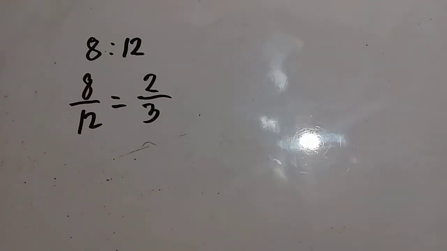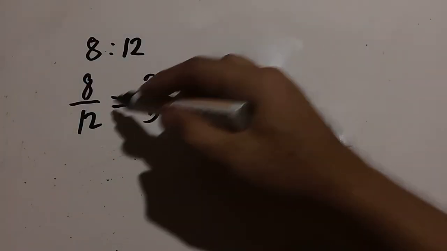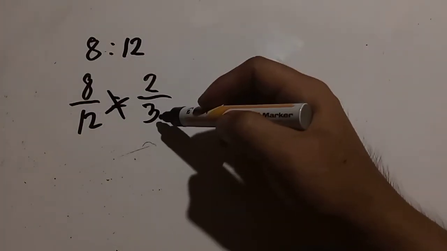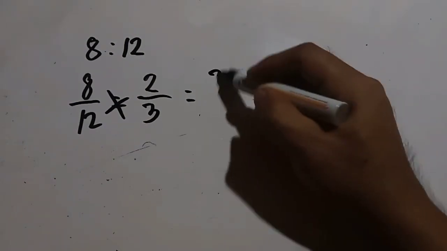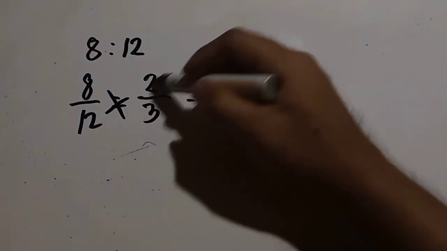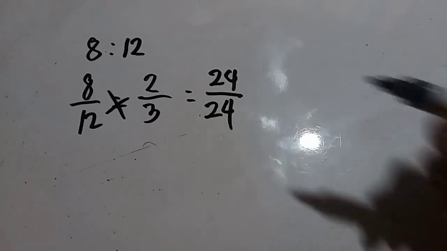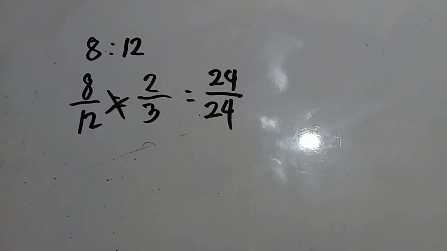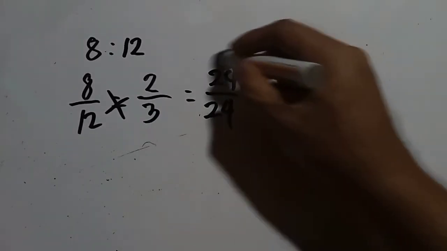So, ibig sabihin, i-check natin kung ang ating dalawang ratios are equal. So, multiply natin. 8 times 3, that is 24, over 12 times 2, that is 24. Ibig sabihin, ang ating dalawang ratios are equal. So, ito ay example of proportion.